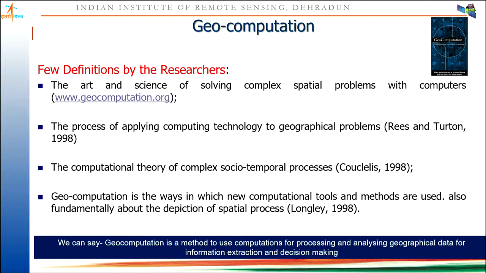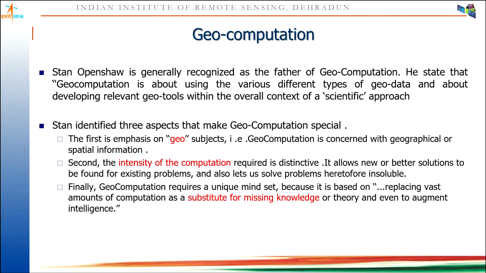Second, why we are extracting this information or knowledge from this data is basically for better planning and decision making. So basically you can say that geocomputation is a method to use computational processes for information extraction and knowledge discovery from the database for better decision making and planning activities.